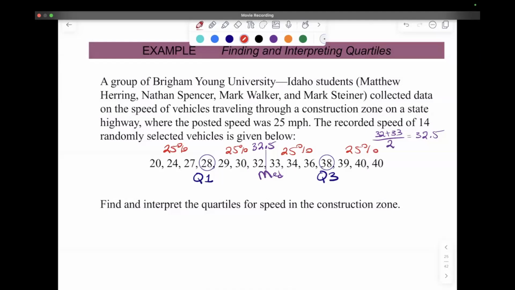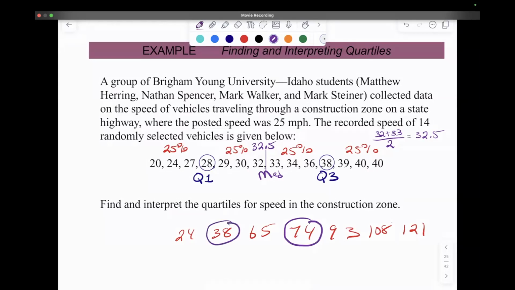So as far as dividing it into quarters, we have an even number here. How about if we have an odd number of total data points? Let me just put random numbers here: 24, 38, 65, 74, 93, 108, and 121. Okay, so 1, 2, 3. This right here would be my median. This right here would be quartile 1, and this right here would be quartile 3.